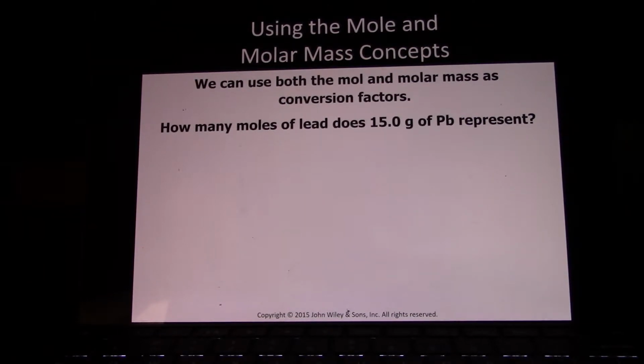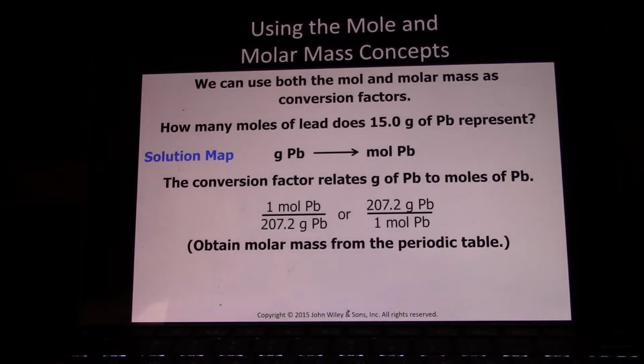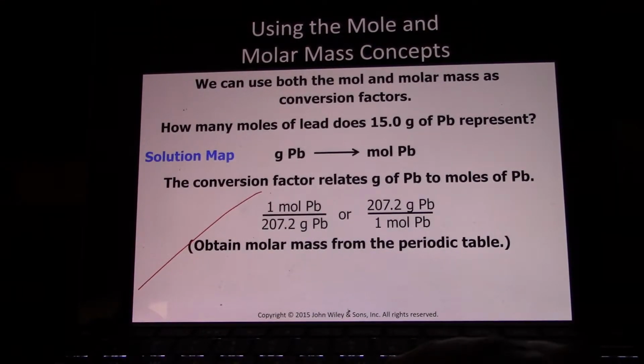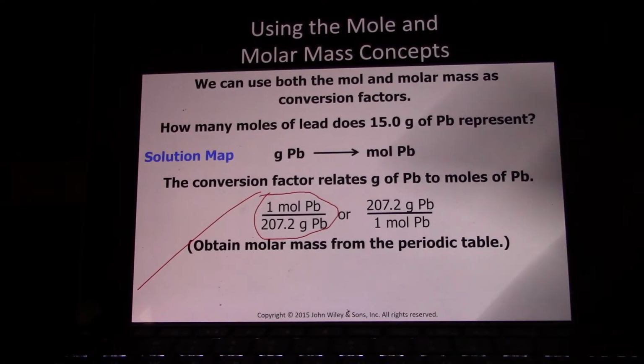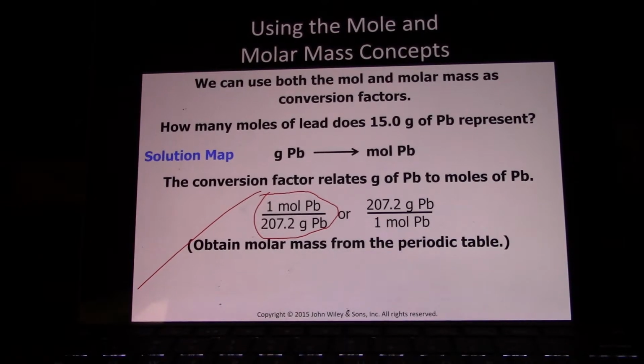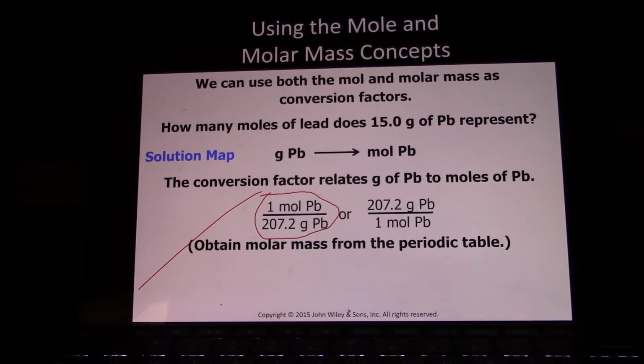So, how many moles of lead does 15 grams of lead represent? Well, I find my trusty periodic table. This is always found on the periodic table. And I find that the atomic weight of lead is 207.2 grams. And so that's 207.2 grams per mole. And that's my conversion factor.